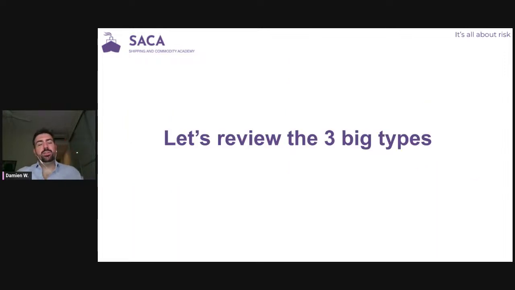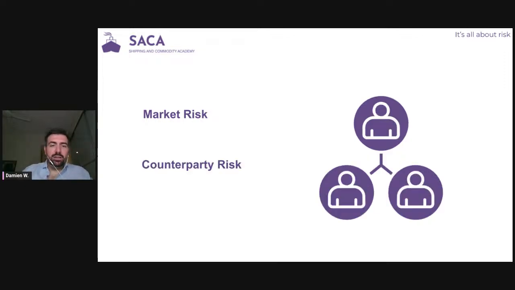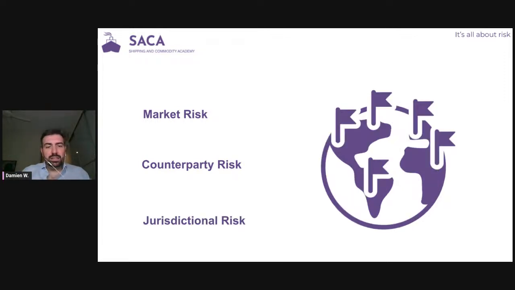All right, let's review the 3 big types of risk. The first one, everything related to market risk. Then all the types of risk related to counterparty risk. And finally, jurisdictional risk.